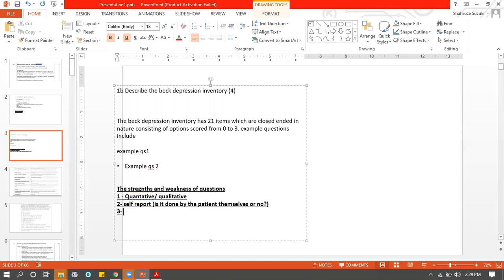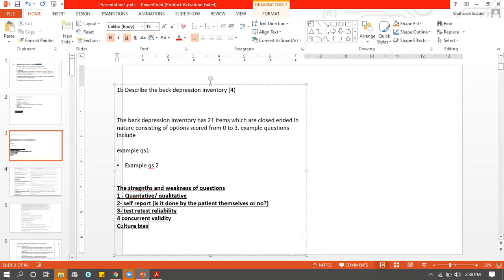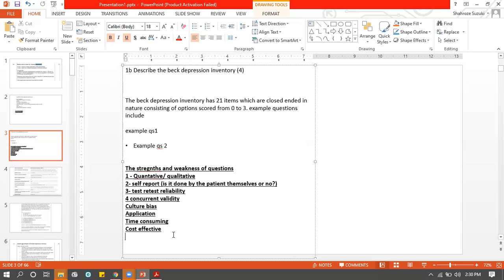Number three, what else? Test-retest reliability, concurrent validity, culture bias, application, is it time consuming, is it cost effective, and one more would be, what was it? All right, that's it.